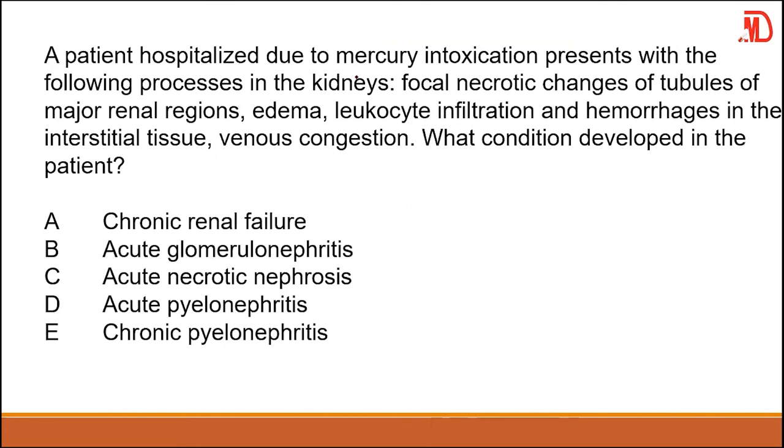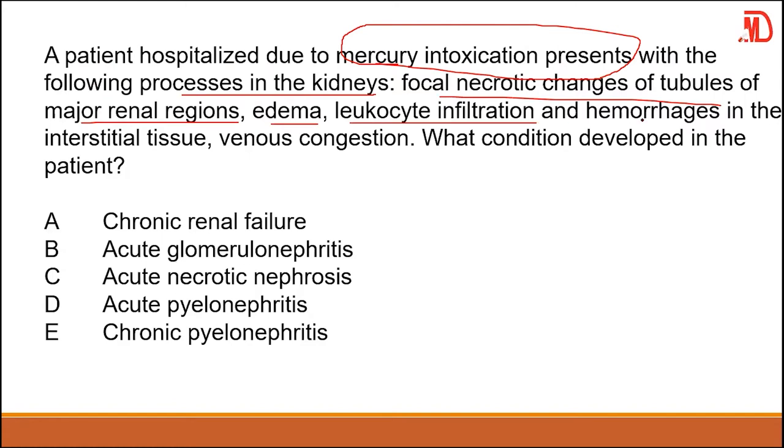A patient hospitalized due to mercury intoxication. Guys, you remember we just did a question on mercury, right? We said it can affect the kidney. Now look: a patient hospitalized due to mercury intoxication presents with the following processes in the kidney. Focal necrotic changes of the tubules of the major renal regions, edema, leukocyte infiltration, hemorrhages in the interstitial tissue, venous congestion. What condition developed in this patient?